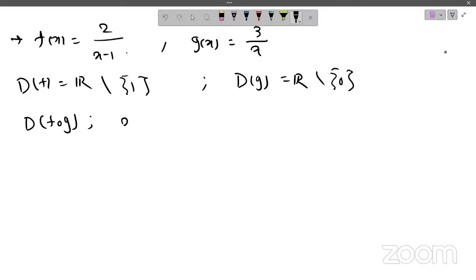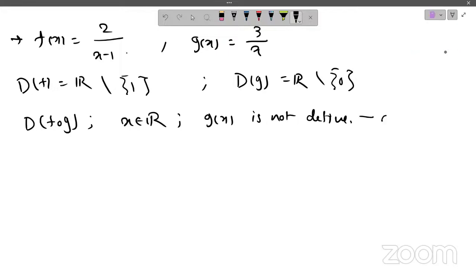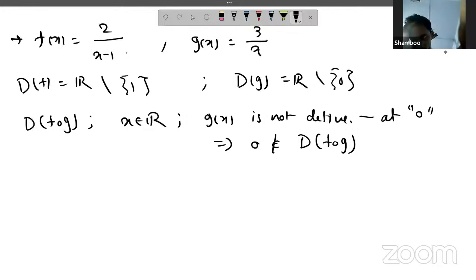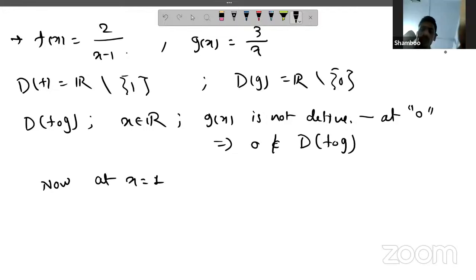At which x belonging to the real numbers is our g of x not defined? First, at 0, right? So that implies that 0 does not belong to the domain of f composite g. Is this clear? Yes, ma'am. Okay. Now what are the points where f is not defined? So we know that at x equals 1, f of x is not defined. Yes, ma'am.